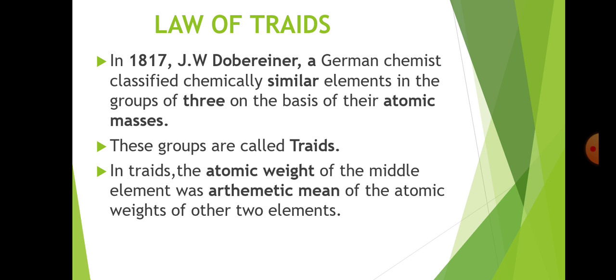These groups are called triads because they consist of 3 elements. In triads, the atomic weight of the middle element in the group was the arithmetic mean of the atomic weights of the other 2 elements.